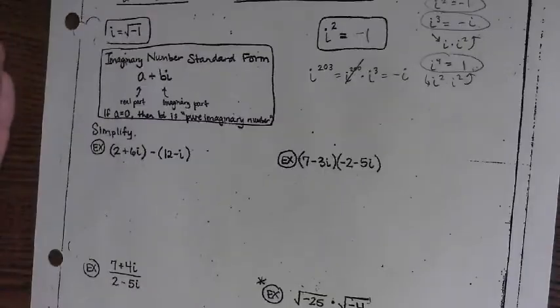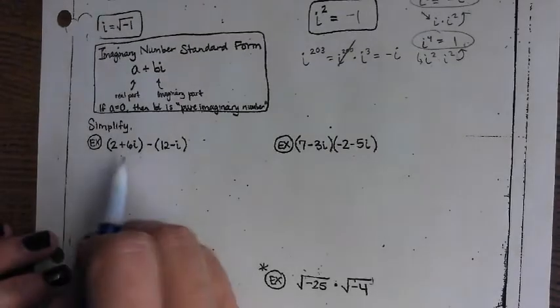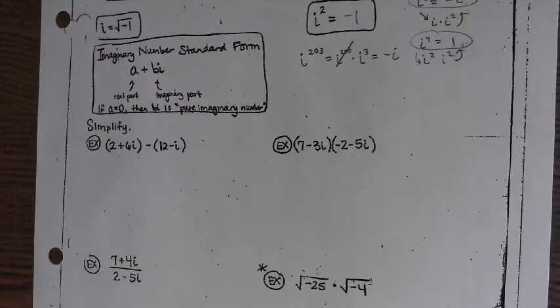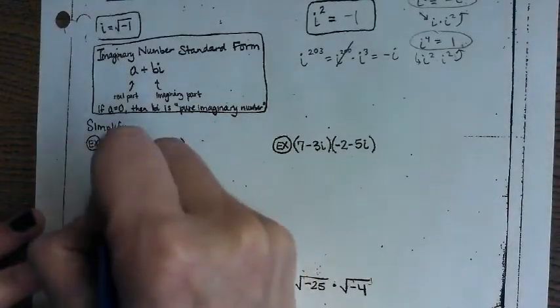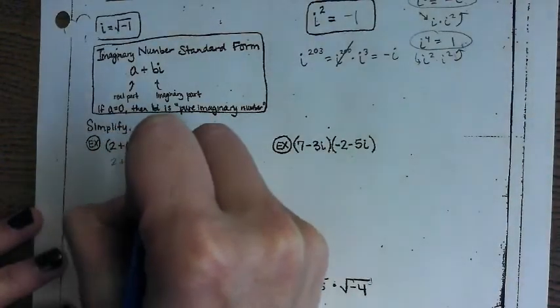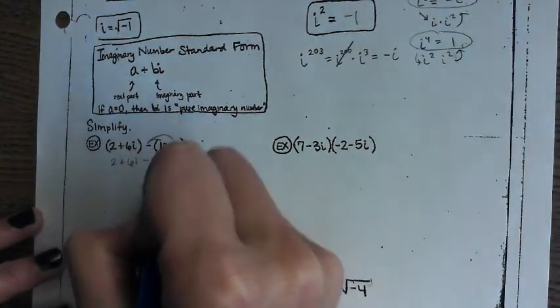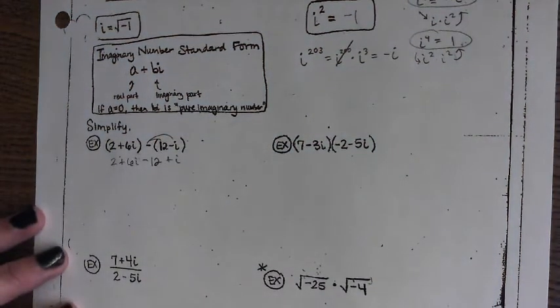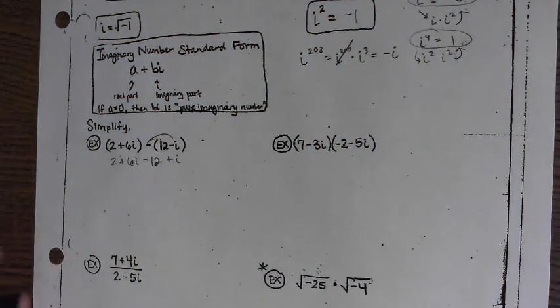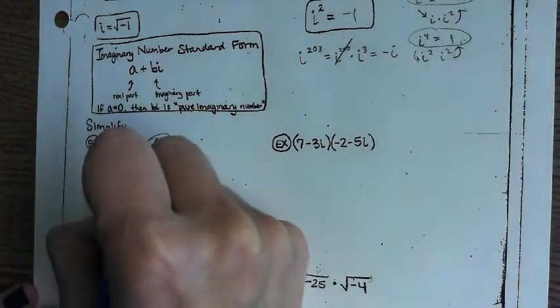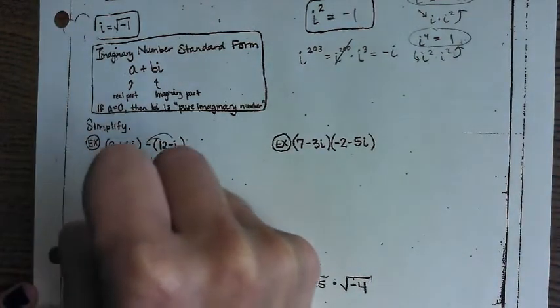Simplifying just like we would do with polynomials, we're going to subtract these two binomials. That involves distributing your negative, minus 12 plus i, and combining like terms, keeping your real part first. So 2 minus 12 is negative 10 plus 7i, and we're done.